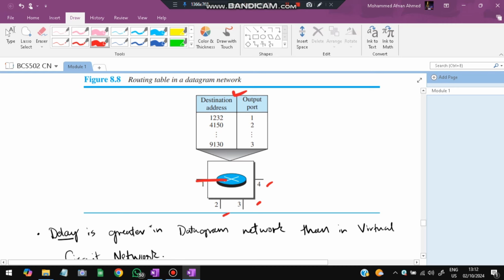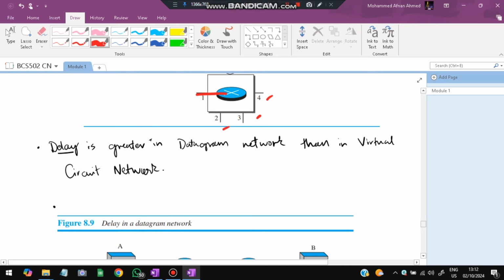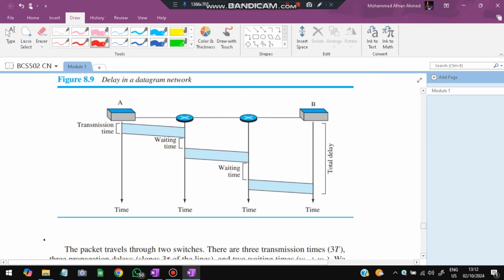Okay, and what is the delay present in the datagram network? Delay is greater in the datagram network than in the virtual circuit network. Okay, the first one has a greater delay than the second one. So why is that the case? It is because of the transmission time. First it starts and does the transmission of the data, it waits for some time and does the transmission again, then waits for some time, does the transmission again.